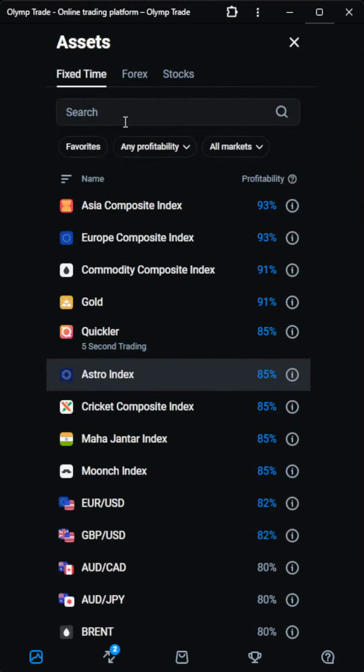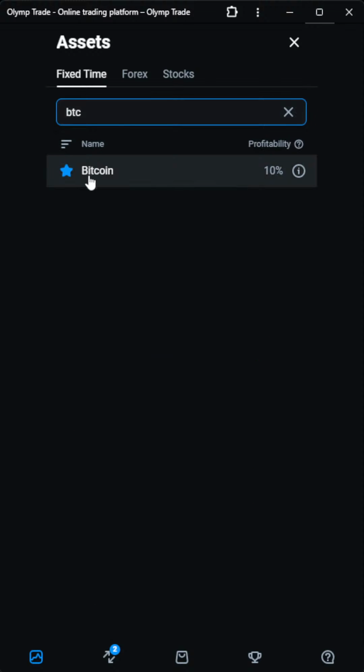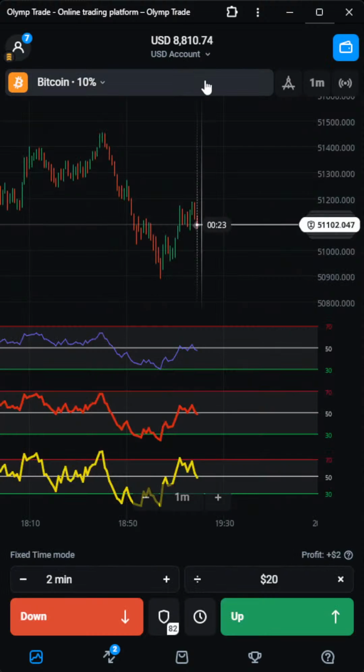How to trade on BTC now? Unfortunately, on BTC, if you will see, the rate of return has been very small. If you have a rate of return which is less than 10% or less than 70%, I would definitely refrain you from taking trades on that. Okay, so that probably would be it, but we'll see about that.